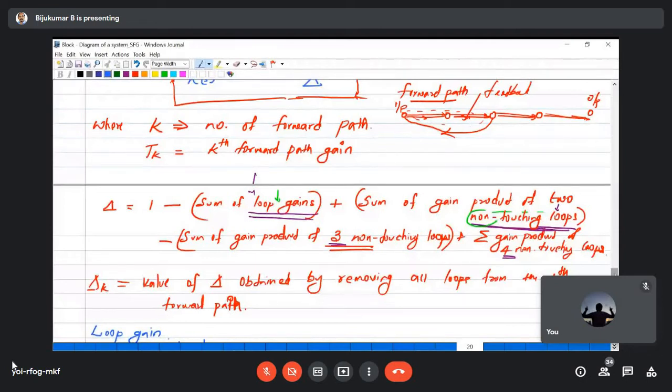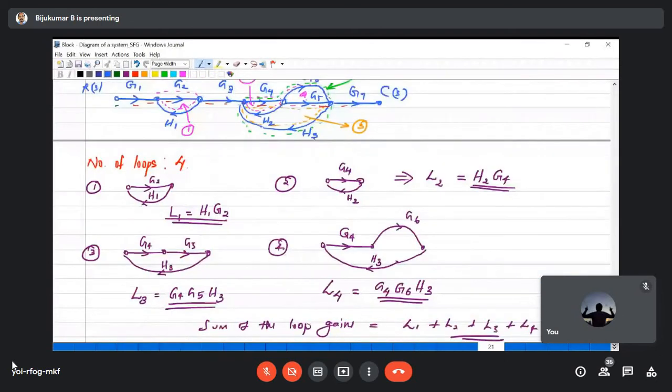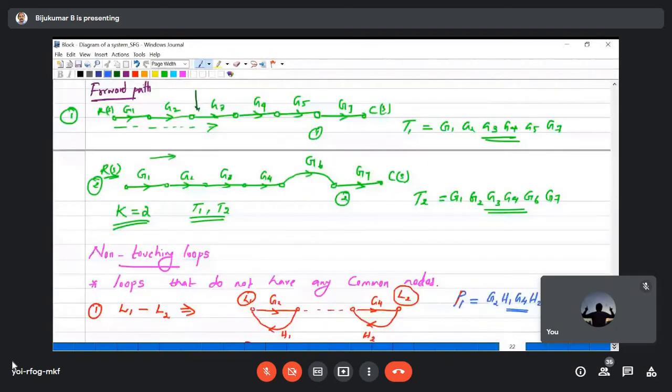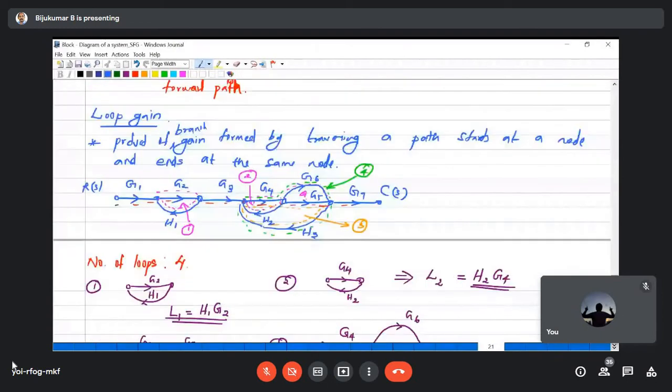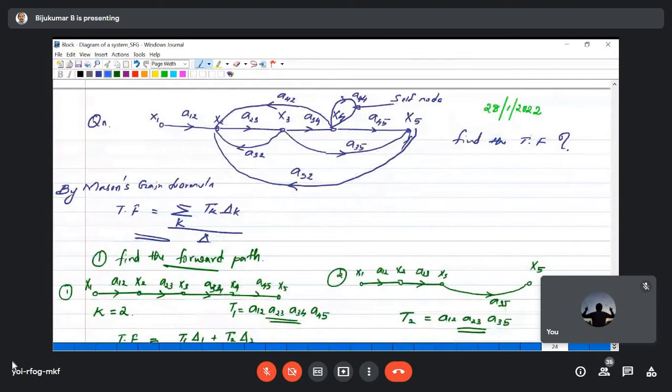So we have seen how to calculate the loop gain, everything, right? So yesterday we started one problem. Yeah, this is the problem. So we will continue. In order to find the transfer function, the first procedure is to find the number of forward paths. That is very important. If you make any mistake in finding the number of forward paths and loops, you will get a wrong answer, right? So be careful while selecting all those things.